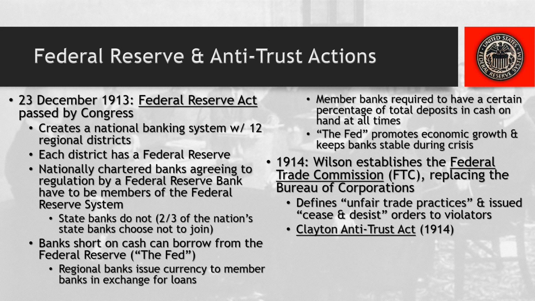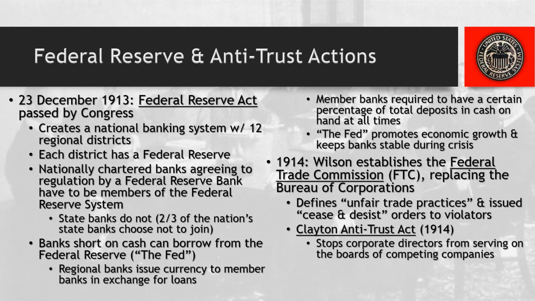The Clayton Antitrust Act does something very similar to the Sherman Antitrust Act. Okay, this prevents corporate directors from serving on the boards of competing companies. So basically, trying to do away with the Rockefeller and Carnegie type situation. Okay, you're not able to have a vested interest in your competitors. You're not able to make money off of them, in other words.